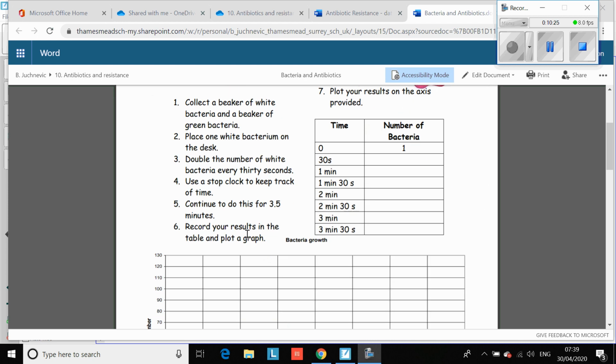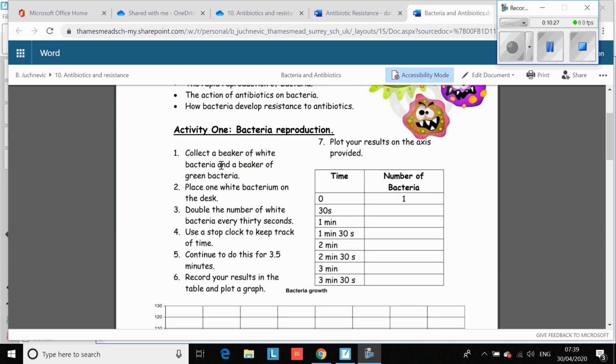So, activity number one, what you need to do is collect a beaker of white bacteria and a beaker of green bacteria. Now, you don't have that. So what I suggest you do is maybe just get some paper and just cut it up into tiny, small little squares, and some of them you would keep white, and some of them you can just put a dot on, or it says here colouring green. So yeah, maybe you could colour them in green. And what you're going to do is just put them all in a cup. Okay, this will probably take you a few minutes to set up. Then place one white bacterium on the desk. Double the number of white bacteria every 30 seconds.